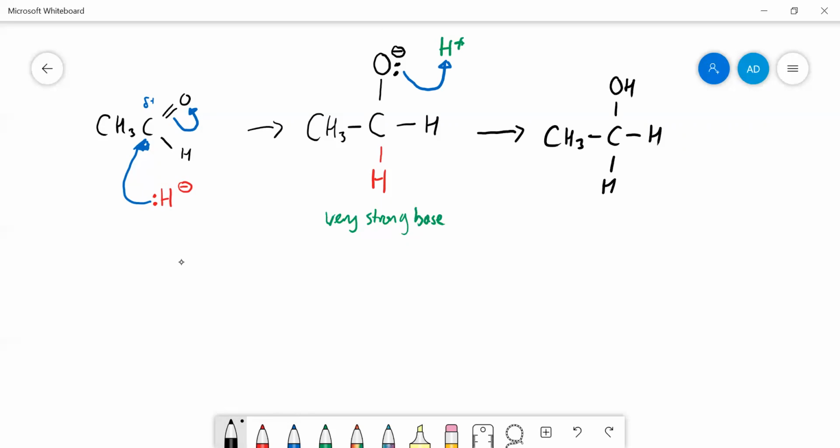Right, so I should really put those in the proper colors. So let's say that that's the red hydrogen, and this hydrogen here has been picked up from the solvent. That's the green one. So we can see that what we've done there, we have turned an aldehyde into a primary alcohol.